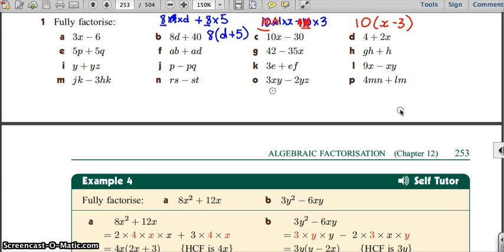We'll go through I. Is there a common factor with our numbers?